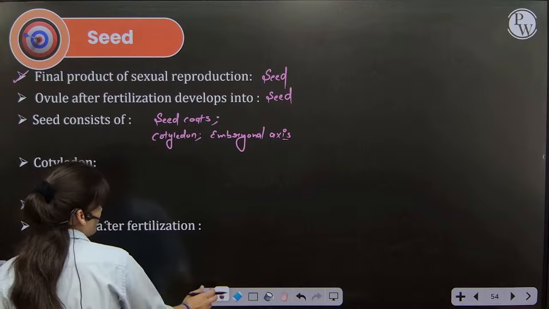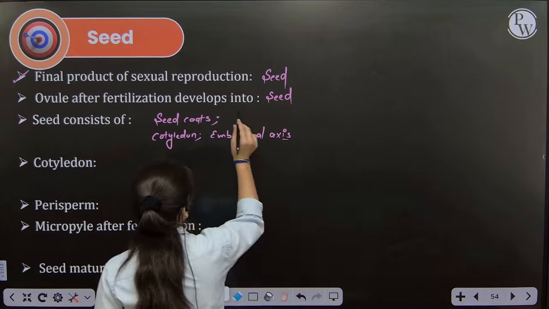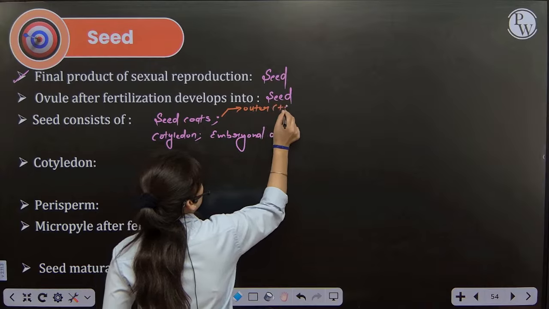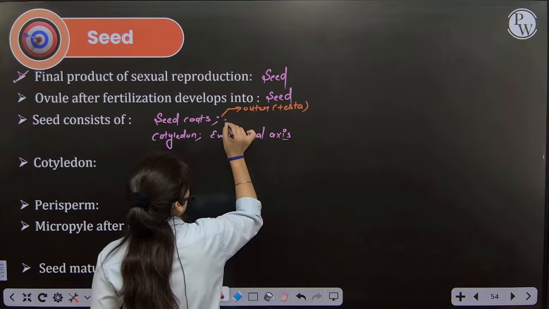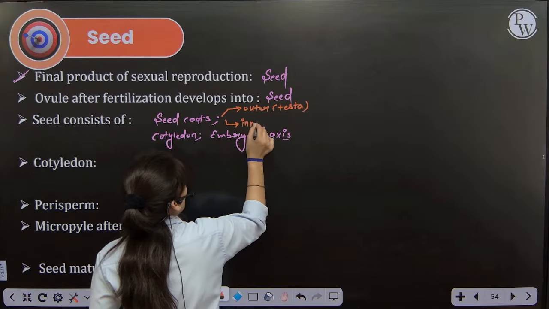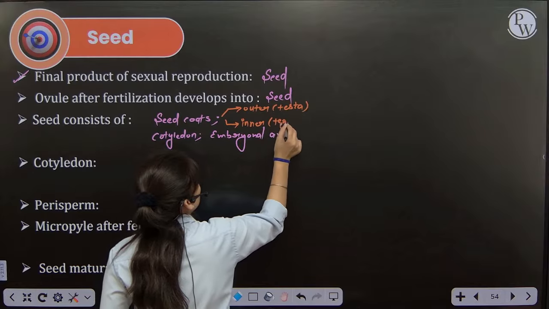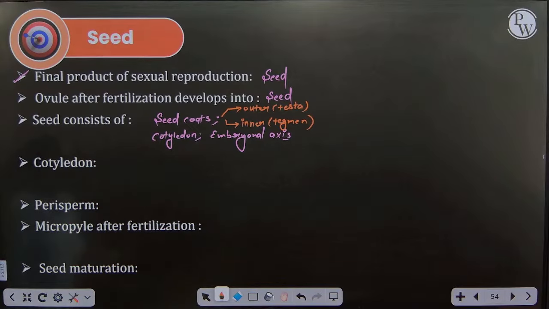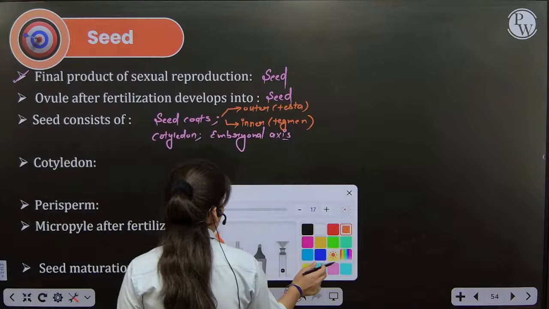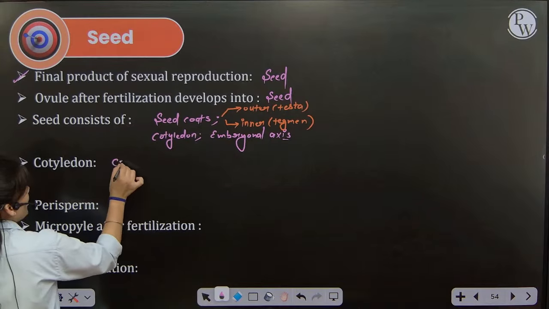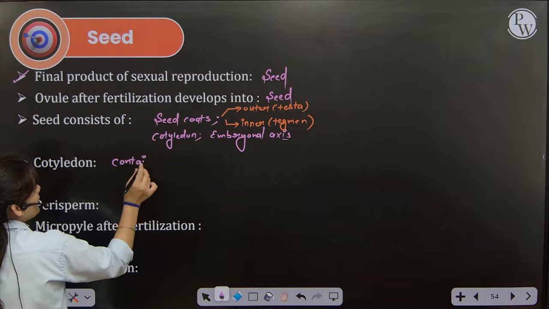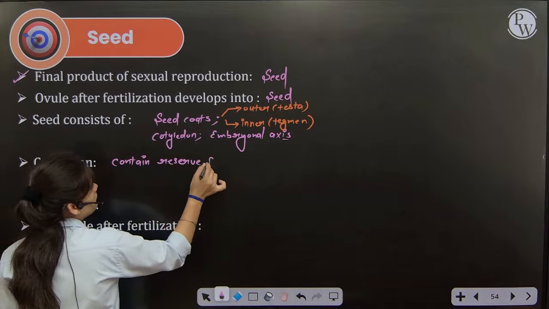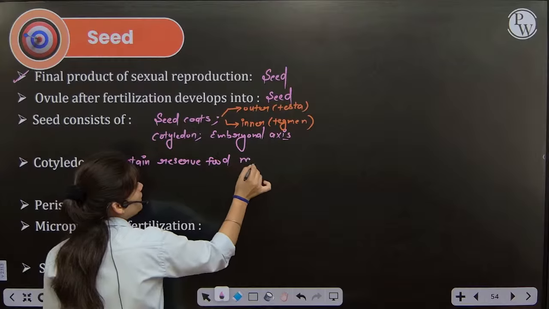Seed coats: there are two types, two seed coats. The outer seed coat is known as testa and the inner one is known as tegmen. The integuments, outer integument and inner integument, become the seed coat. Now cotyledon contains reserve food material which provides nutrition to the developing seed.